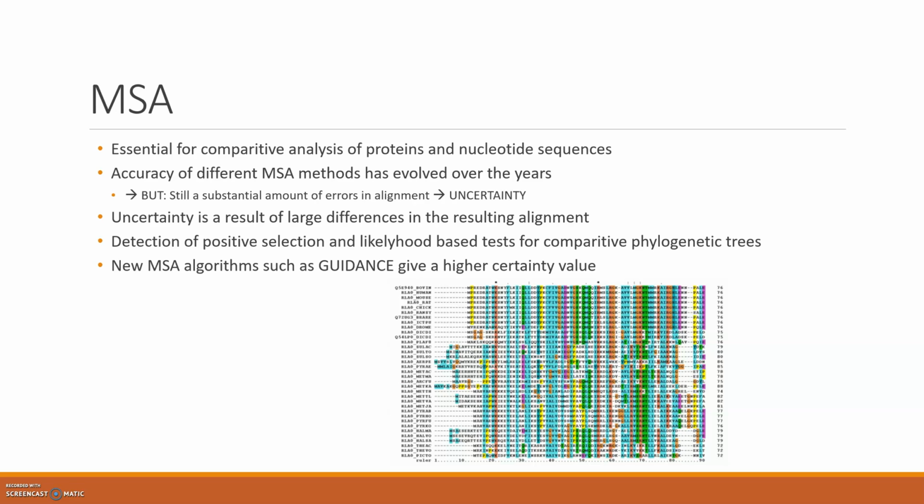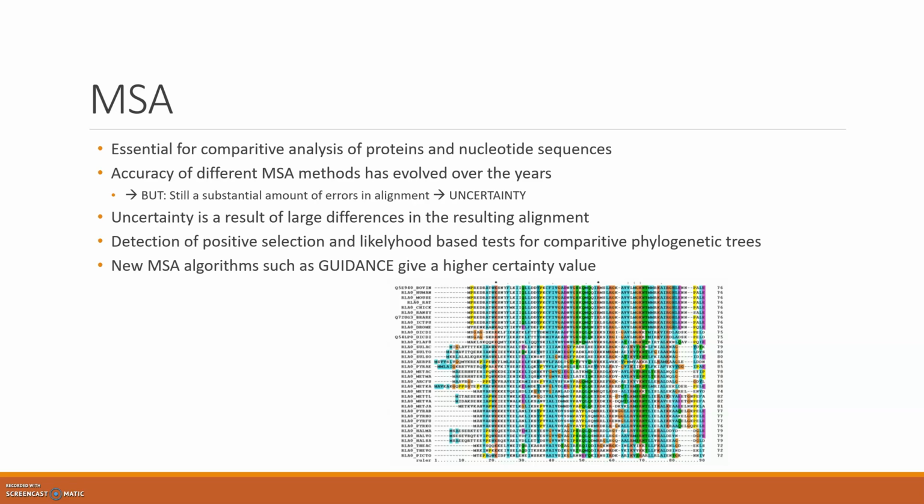This is a technique that is essential for comparative analysis of both proteins and nucleotide sequences. Over the last years, the accuracy of multiple sequence alignments has risen, but there is still a substantial amount of errors in these alignments. These are called uncertainties. It is important that the uncertainties are removed from the sequence. If there are uncertainties upstream, it is important that they are removed before analyzing regions downstream.